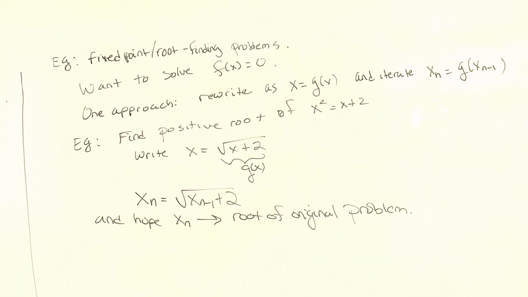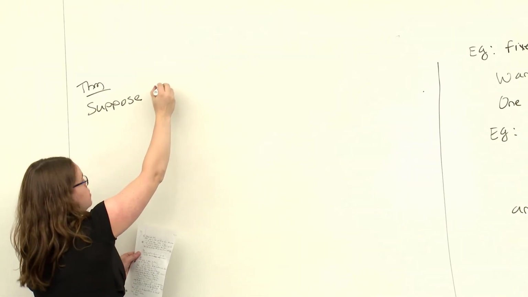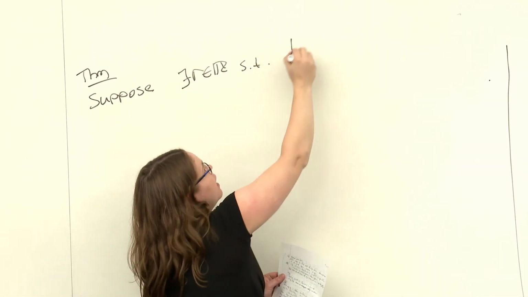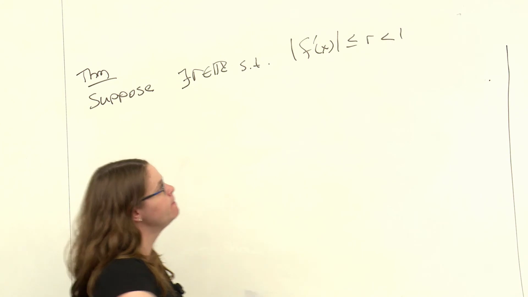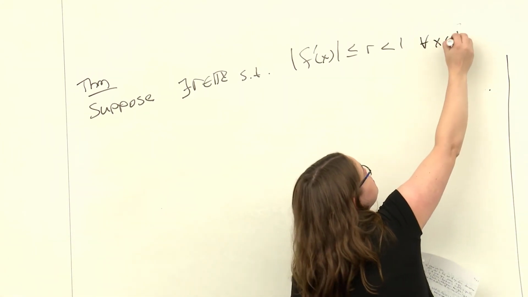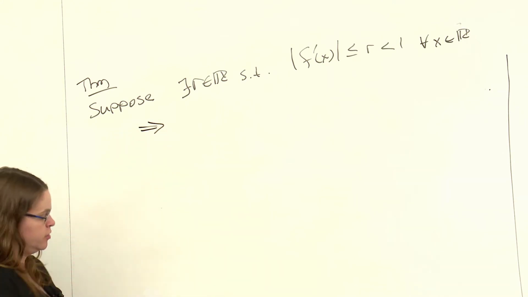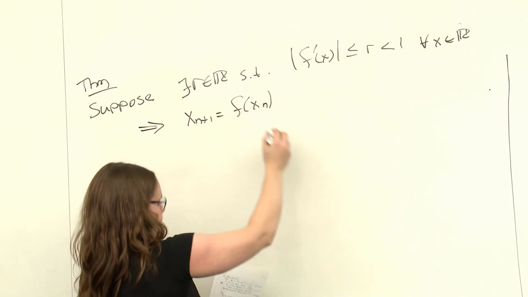Okay, so here is our little fixed point iteration theorem. So suppose there exists some real number such that f prime always stays less than this number, which happens to be less than 1 for all x. Then the sequence generated like this converges.